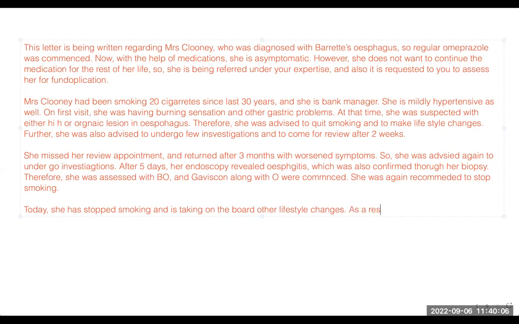As a result, she's asymptomatic. And also, sorry, further, she is taking medications as well. And as a result, she is asymptomatic.